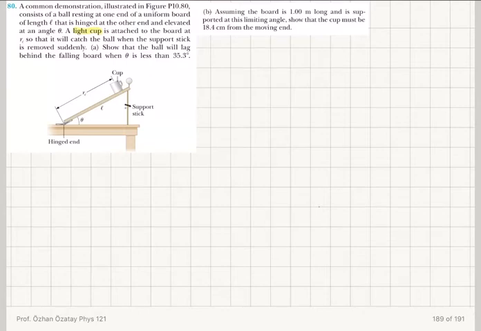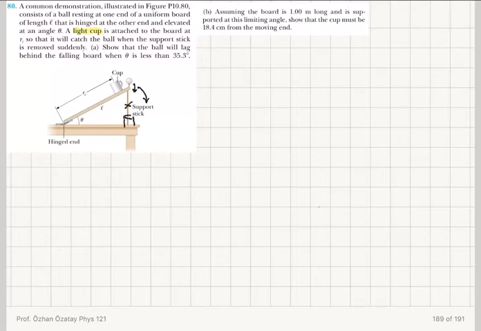So first of all, we need to understand what will happen here. This support stick will be removed, so this ball will start falling, and at the same time this uniform board will start rotating, and we would like the cup to end up here so that it will catch the ball. Okay, so that's the idea of the problem.